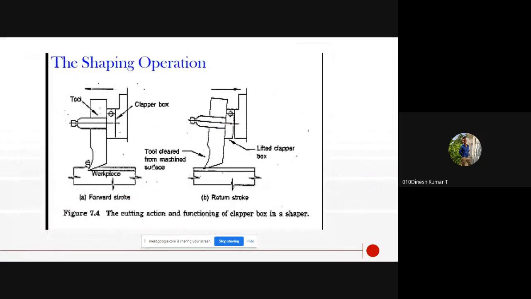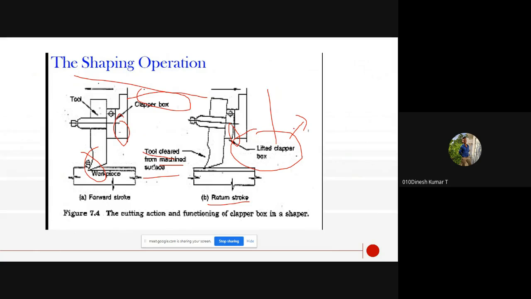Let's see the shaping operation. Normally, during the forward stroke, the clapper box is attached to the tool so that metal cutting can be performed. While in the return stroke, as I already said, the clapper box is lifted. You can see the difference between the forward and return strokes, so that no metal cutting is performed during the return stroke, and the production rate can be increased.